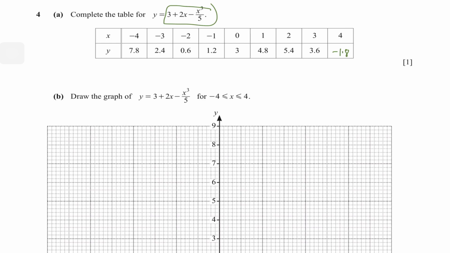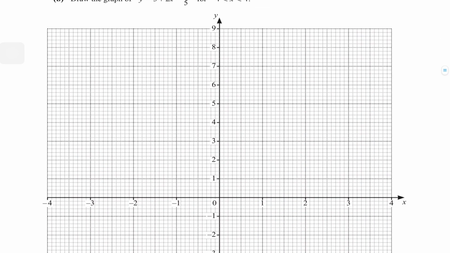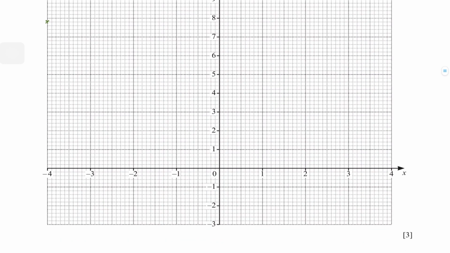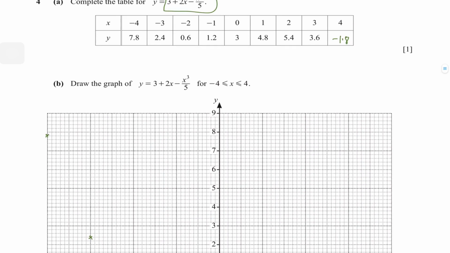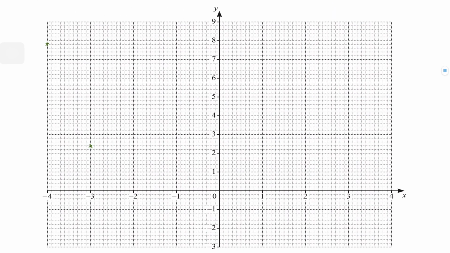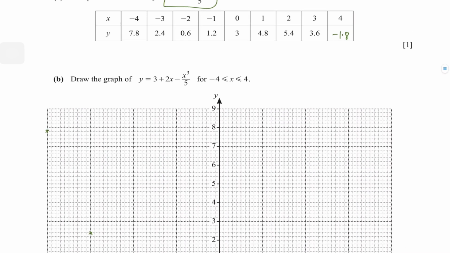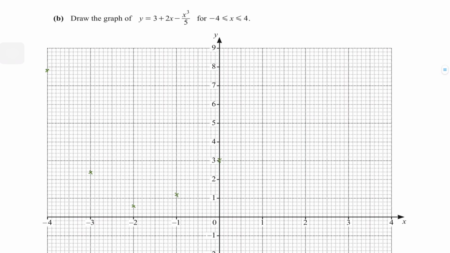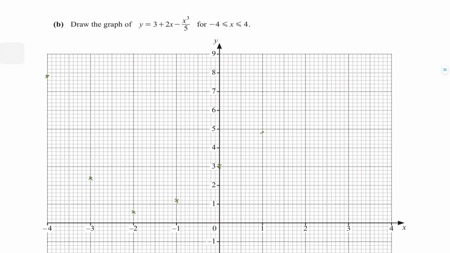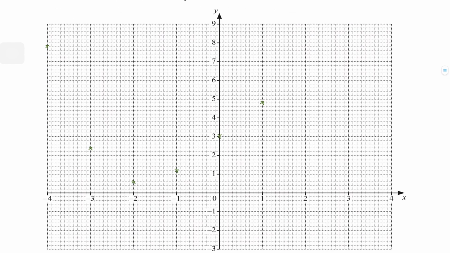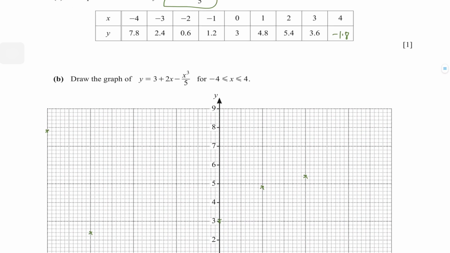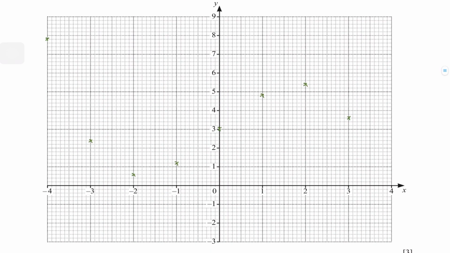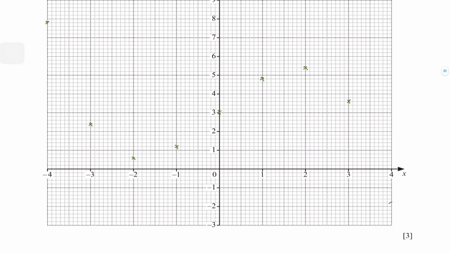Okay, so now I'm going to mark these values and plot them. So minus 4, 7.8 will be here. Minus 3, 2.4 is going to be here. And then we have minus 2, 0.6 is going to be here. And then minus 1, 1.2 is going to be here. And then 0, 3 is going to be here. And then 1, 4.8 is going to be here somewhere. And then 2, 5.4. And then 3, 3.6. And then 4, minus 1.8 is going to be here, one block above 2.